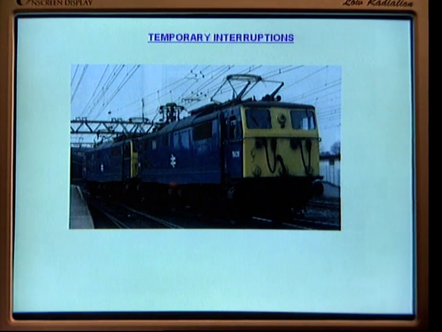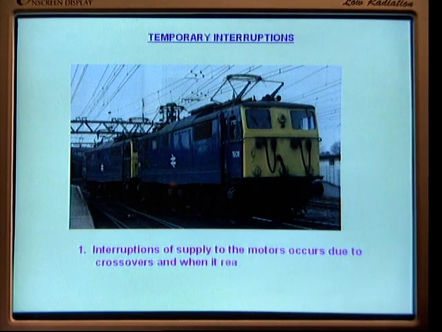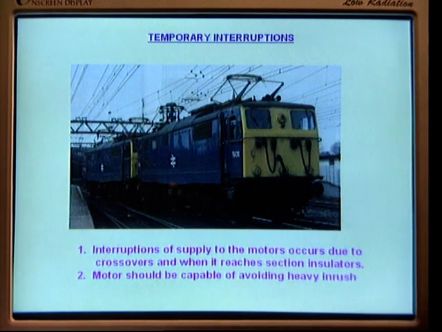And the next characteristic is the temporary interruption of supply. Here the temporary interruption of supply to the motors occurs due to crossovers and when the train reaches section insulators. The motor should be capable of avoiding heavy inrush current. We know that the interruption of supply to the motors may occur when the train reaches or crosses the crossovers and section insulators. So, you know the section insulators.